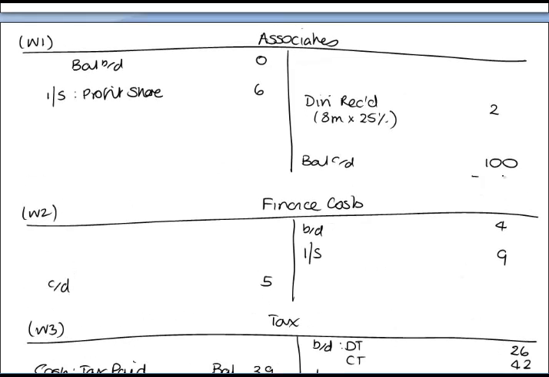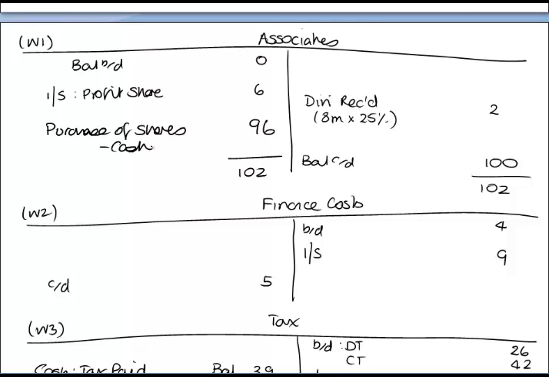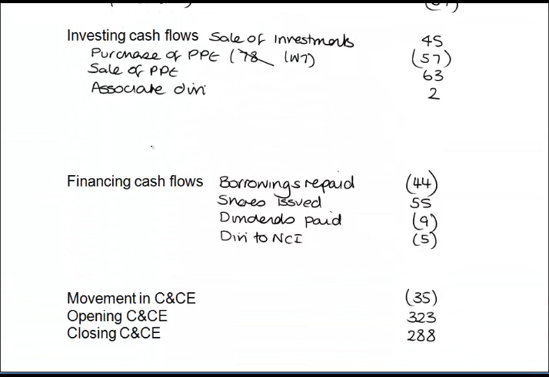In terms of associates, I've got 102 here. 102 must equal 102. What must we have done? It says in the question that we've purchased some shares in an associate, and we made that purchase for cash. So the balancing figure in my associates T account is 96. We invest in associates. We've invested 96 buying some shares. Associate purchase from working number 1 is 96, like so.